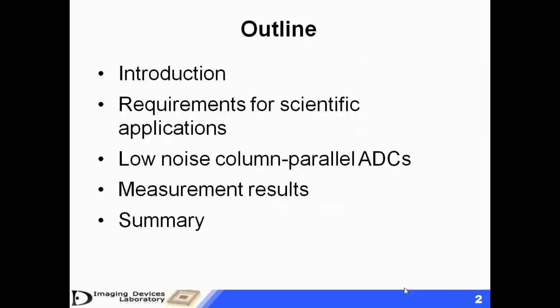This slide shows the outline of my talk today. First, the introduction, and then I will introduce several examples for the scientific applications with some requirements. And then I will explain the low noise column parallel readout circuit very briefly, because this is one of the key technologies for reducing the noise. Then the results are shown, and finally I will conclude my presentation with a brief summary.